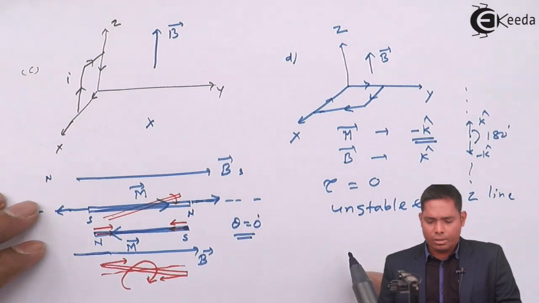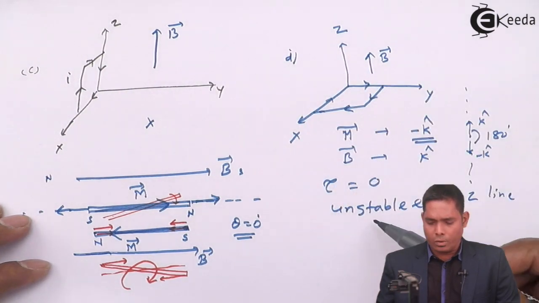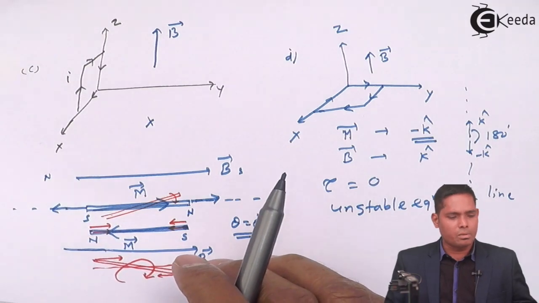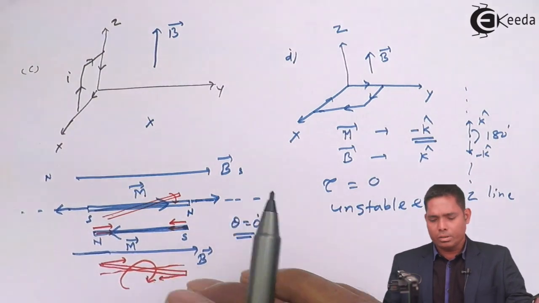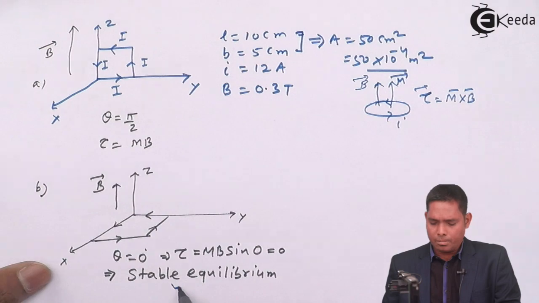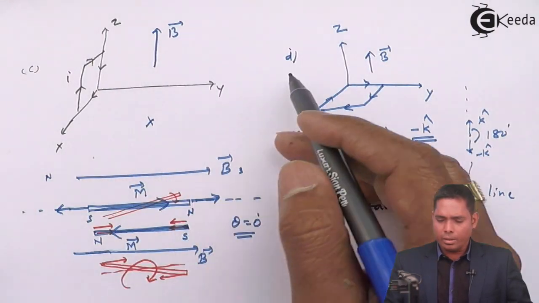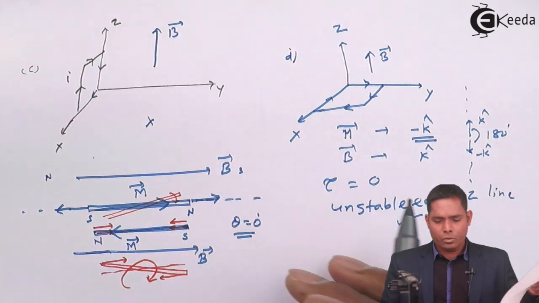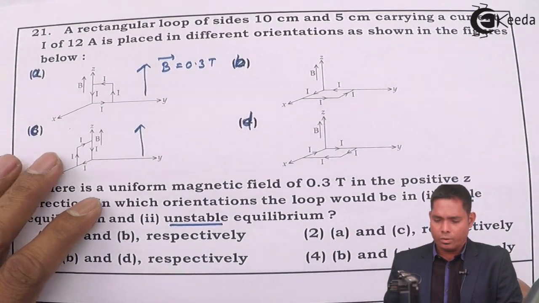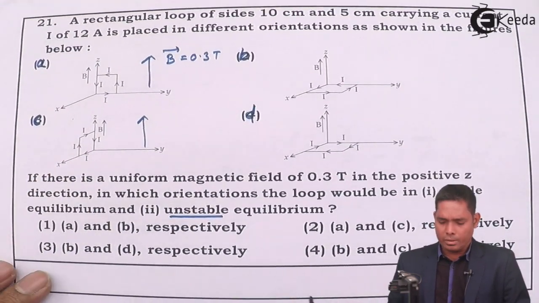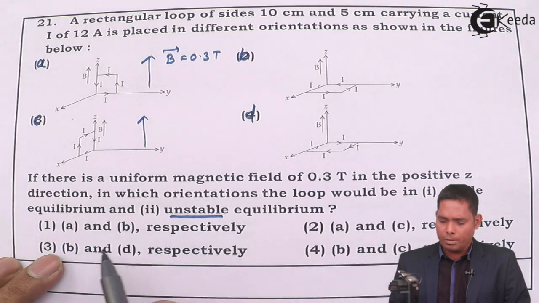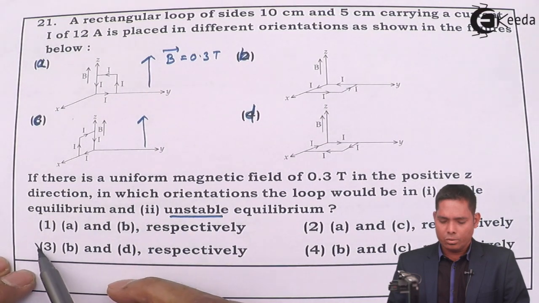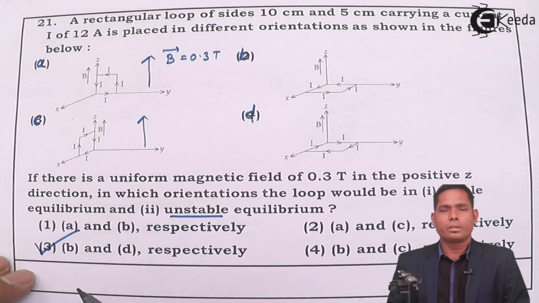So finally, option D is for unstable equilibrium and option B that we discussed is for stable equilibrium. So the choice for this question number 21 is: stable equilibrium, B is correct, unstable equilibrium, D is correct. So option number 3 is the correct answer.